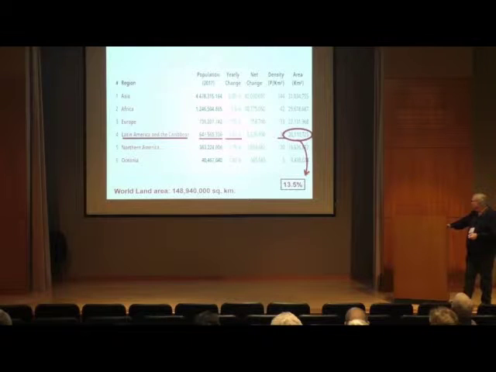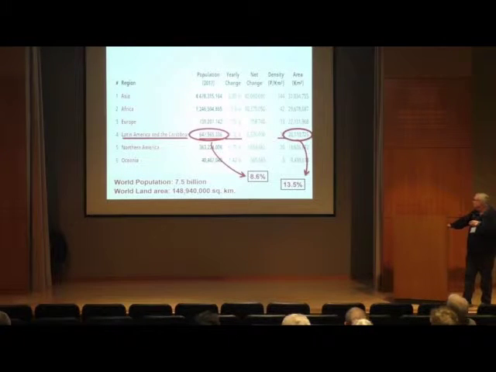World land area: the region we're talking about, Latin America and the Caribbean, comprises 13.5% of the total world area. The world population in this region is only 8.6%. So it shows you that there is more land per person in Latin America than you find on average in the rest of the world.